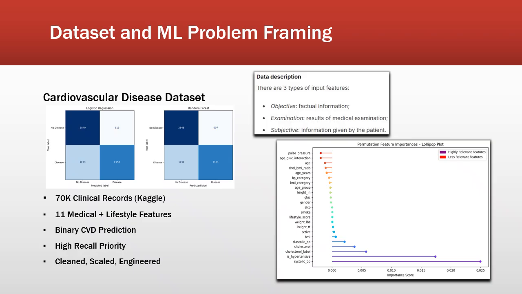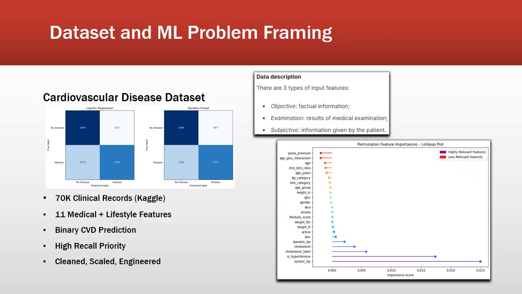We selected a cardiovascular disease dataset from Kaggle containing over 70,000 clinical records. The data includes objective metrics, examination results, and subjective inputs, simulating real-world screening scenarios. We engineered and standardized 11 key features across demographics, vitals, and lifestyle factors.